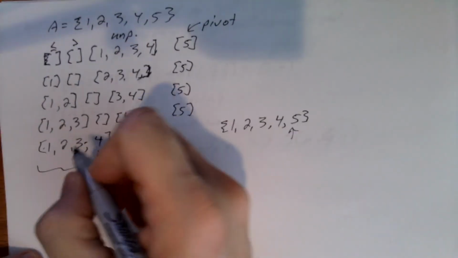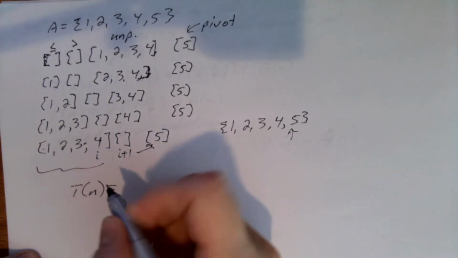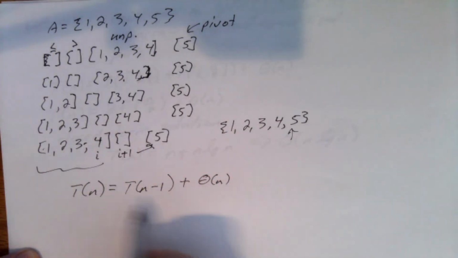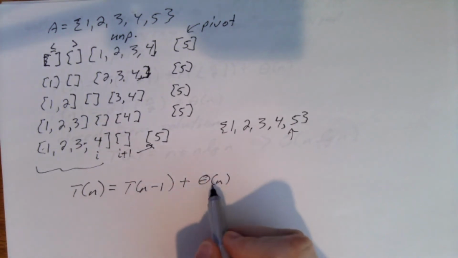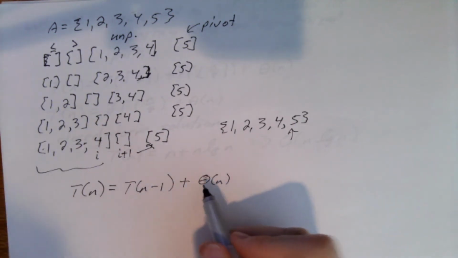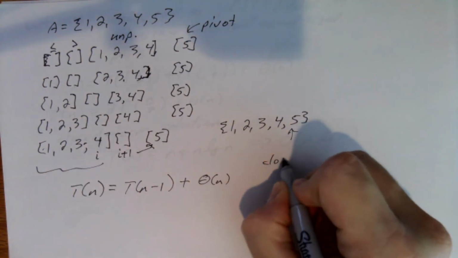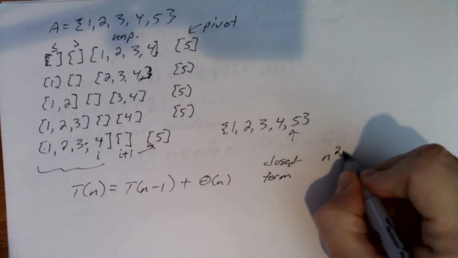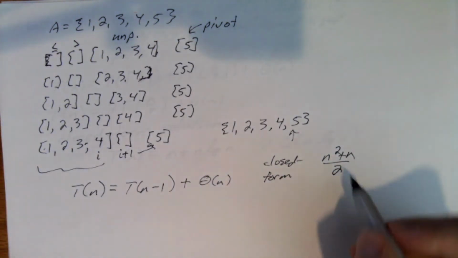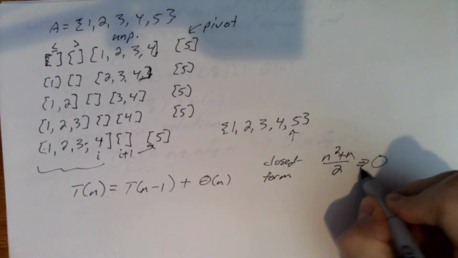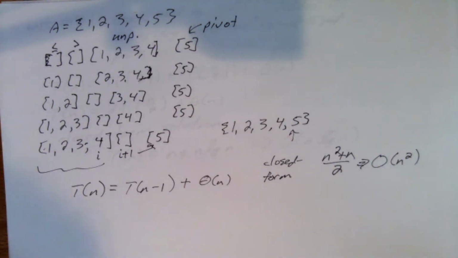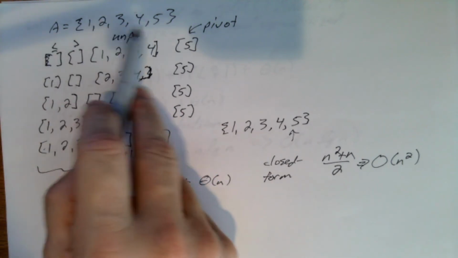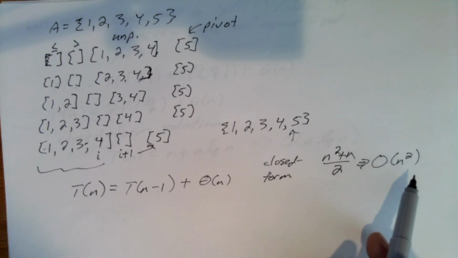So the recurrence relationship on this is T of n is equal to T of n minus 1 plus big theta of n. And the closed form solution is n squared plus n divided by 2. And so this is big O of n squared. So when the data are already sorted, we get our worst performance, strangely.